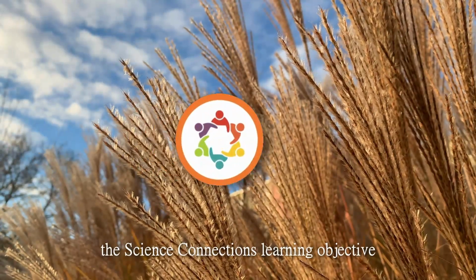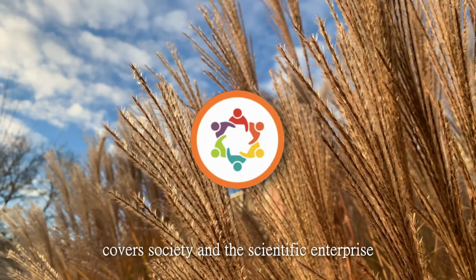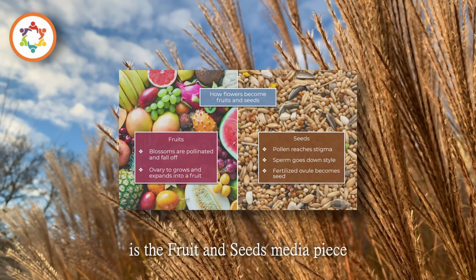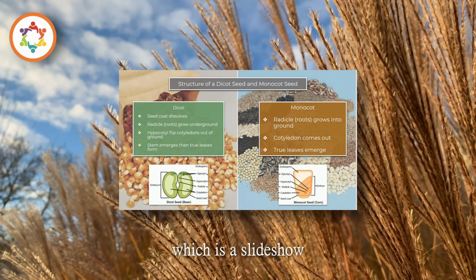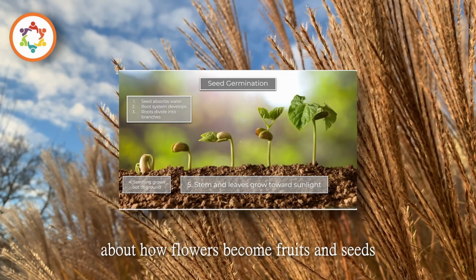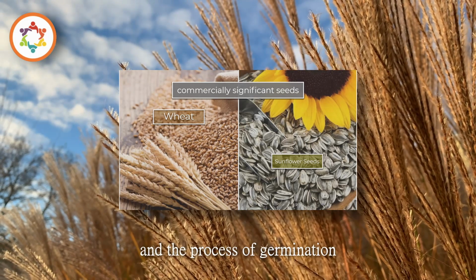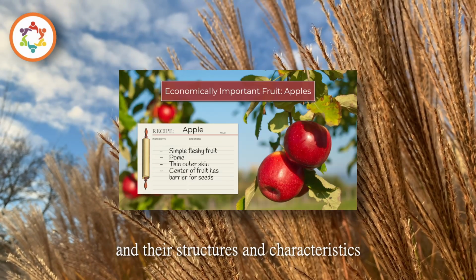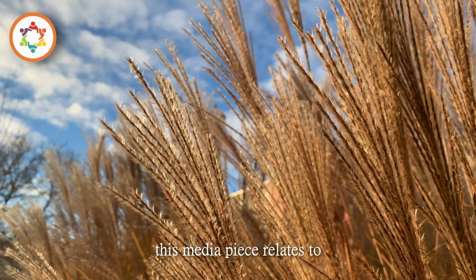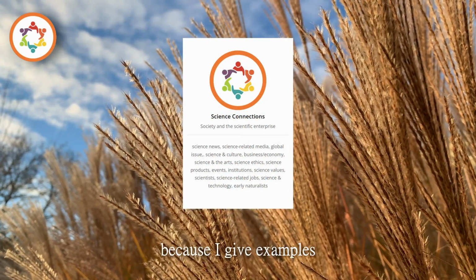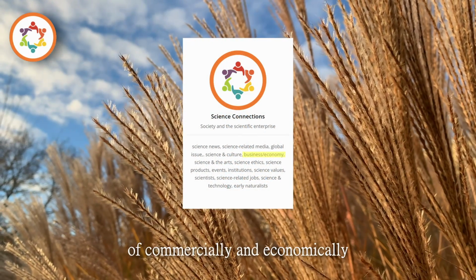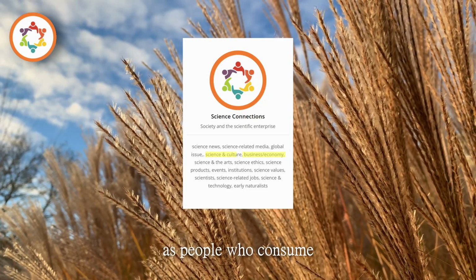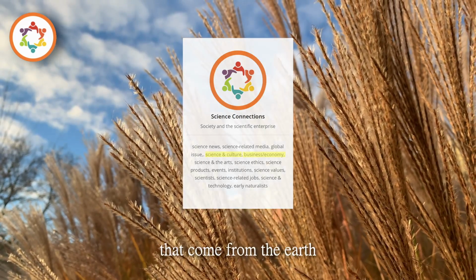The Science Connections learning objective covers society and the scientific enterprise. The first media piece we'll be looking at is the Fruit and Seeds media piece, which is a slideshow about how flowers become fruits and seeds in the process of germination. It also talks about different kinds of fruits and seeds and their structures and characteristics. This media piece relates to Science Connections because I give examples of commercially and economically important fruits and seeds. They play heavily into our culture as people who consume and distribute the foods that come from the earth.